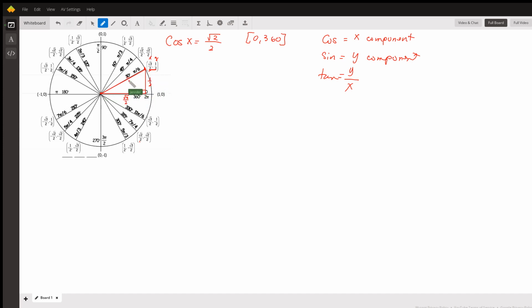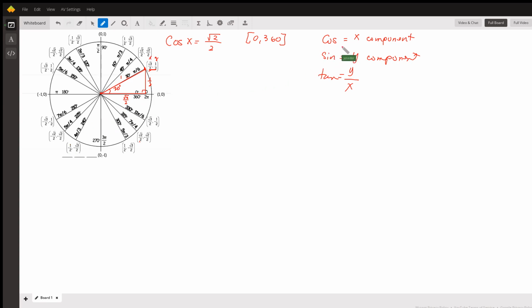And of course, since this is a unit circle, the hypotenuse is 1. And this is your reference angle with the x-axis, which in this case is 30 degrees. Okay, I'm not answering the question just yet. This is just an example.